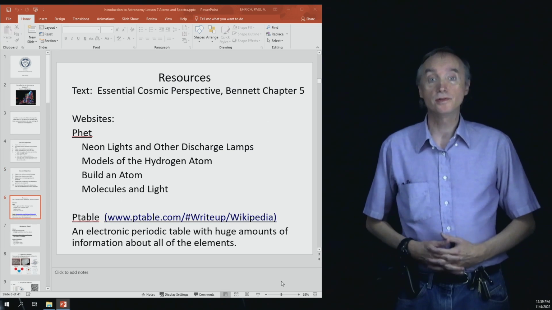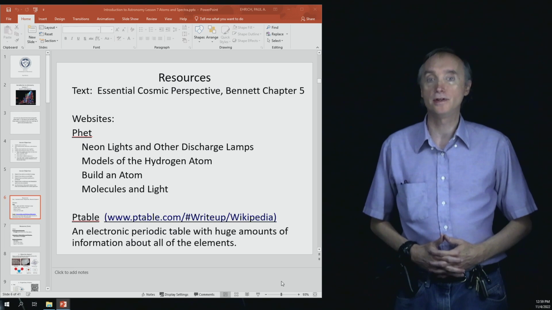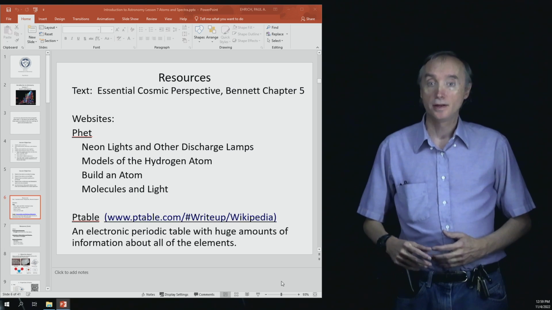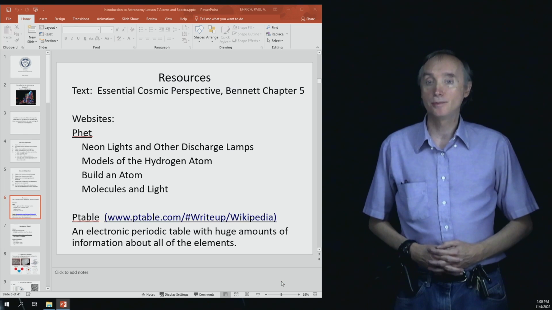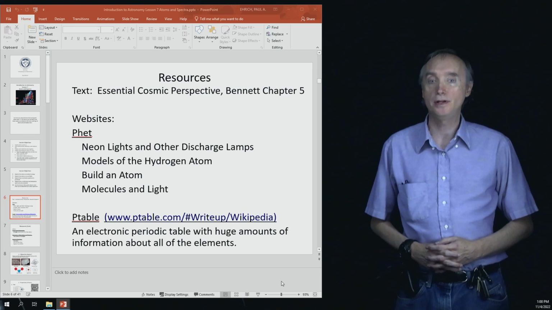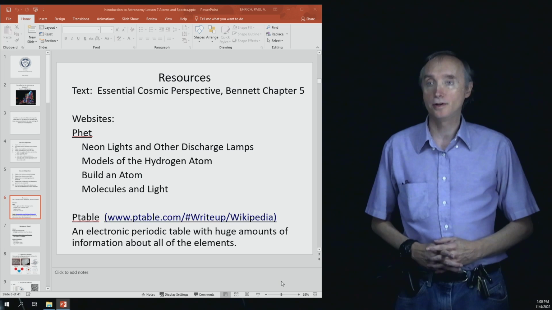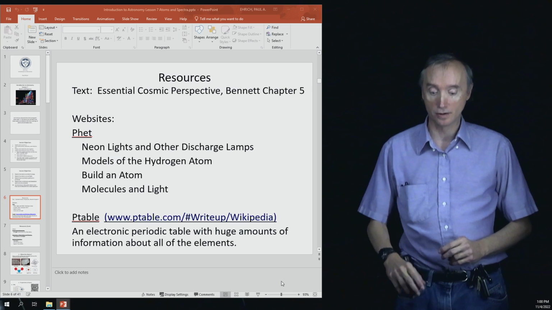So for your resources, you might want to be reading Chapter 5 out of The Essential Cosmic Perspective by Bennett. And then if you're really into chemistry, there is a p-table, www.ptable.com, which is an electronic periodic table, and if you click on the various elements on there, it gives you all sorts of information about those elements.